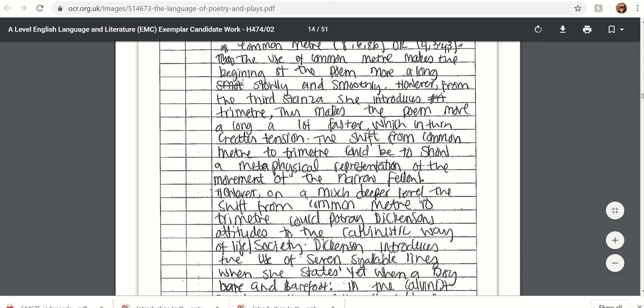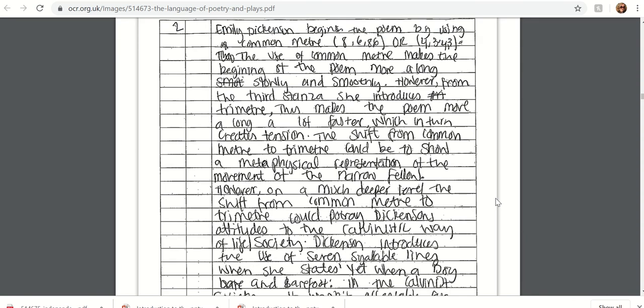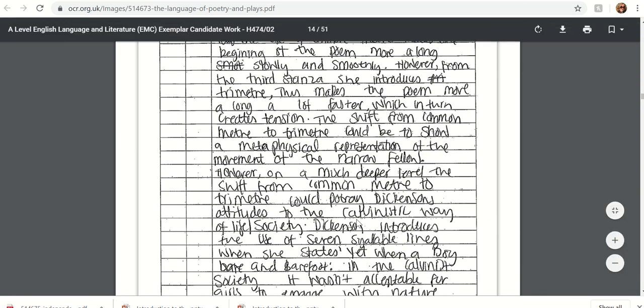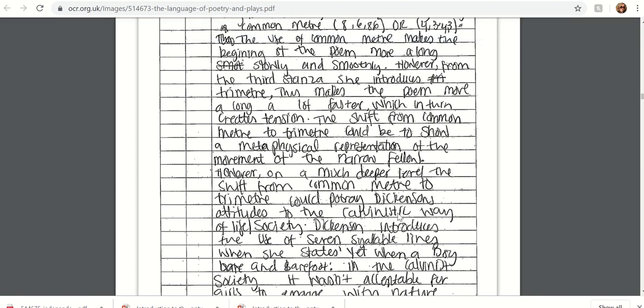We could have used some integrated quotations. I'm not quite sure that she means, or he means, metaphysical. We might mean metaphorical. "However, on a much deeper level, the shift from common metre to trimetre could portray Dickinson's attitudes to the Calvinistic way of life or society." I'm not sure how. Let's see if they explain it.